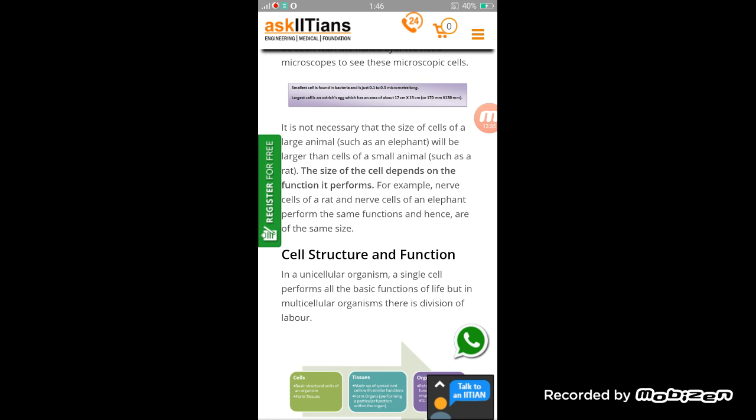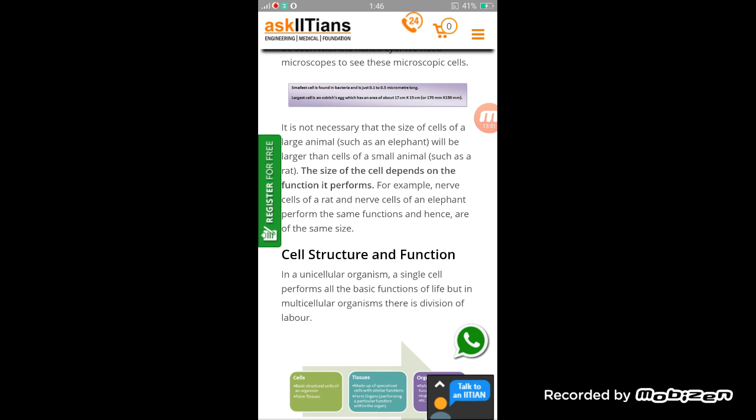It is not necessary that the size of cells of a large animal such as an elephant will be larger than cells of a smaller animal such as a rat. The size of a cell depends upon the function it performs. The same fact I have already told you.